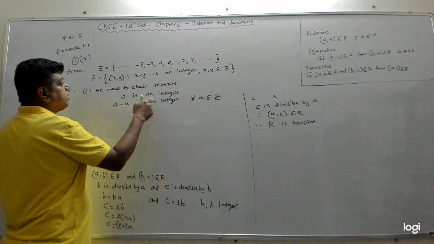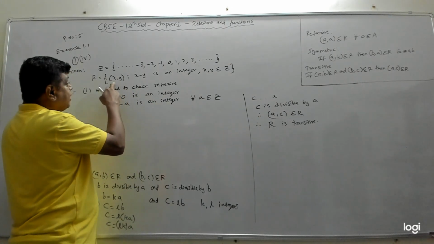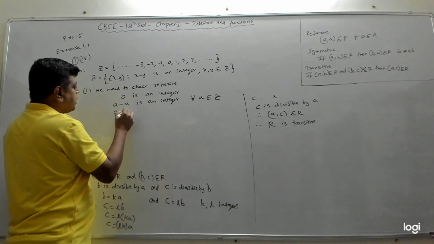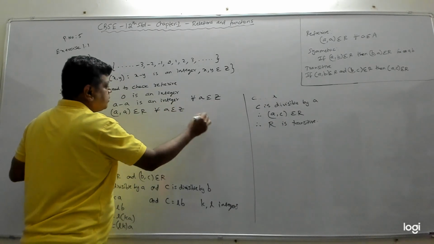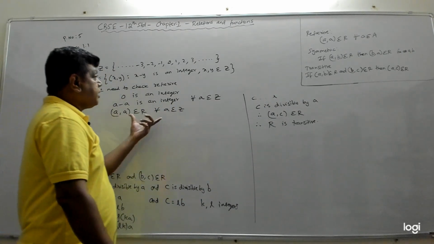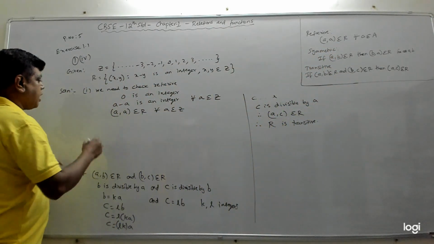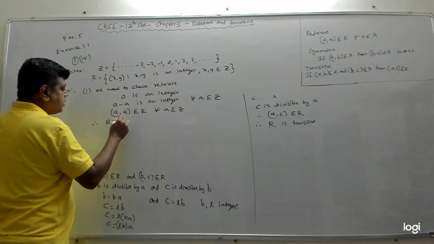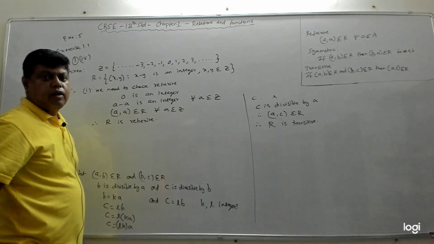Now A minus A is an integer. We got this condition. When A minus A is an integer, it means (A, A) will belong to R, for every A belonging to Z. Now we have got this condition. Right? So therefore R is reflexive. So we have proved that R is reflexive.